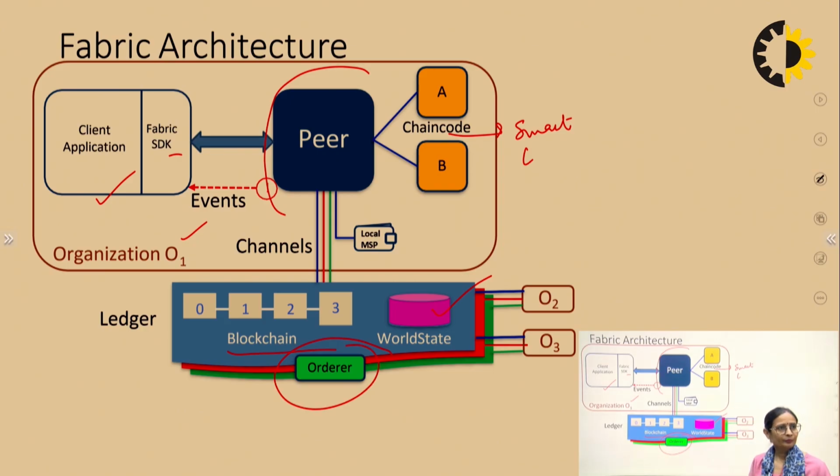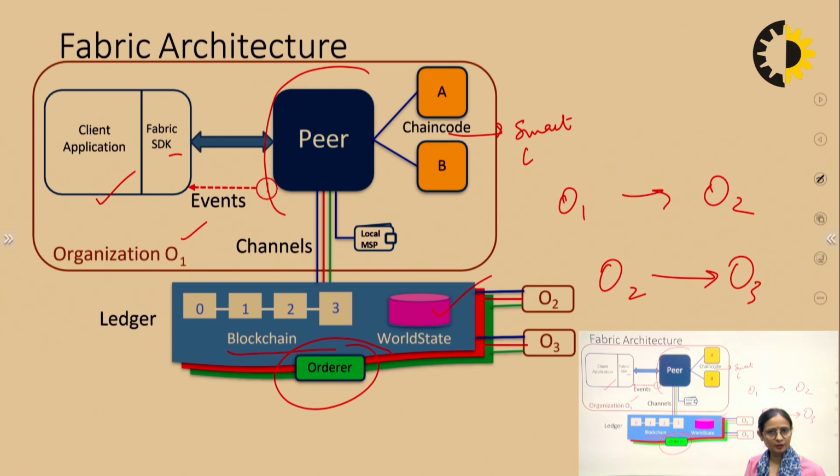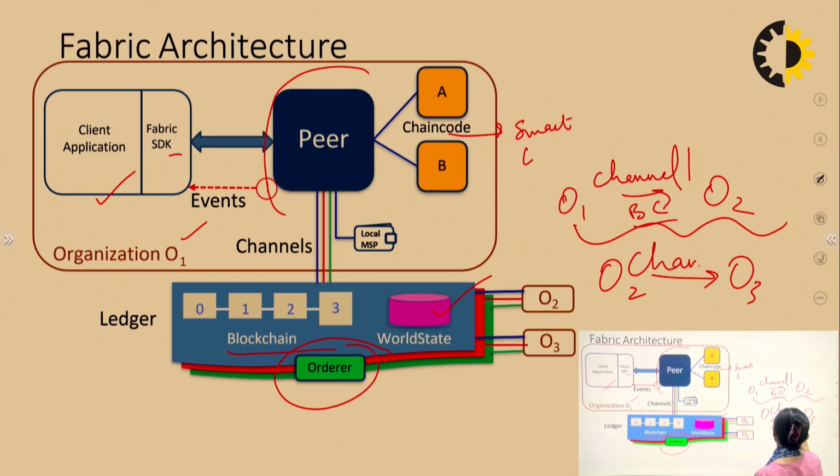So what is happening here, for example, organization 1 wants to interact with organization 2, whereas organization 2 wants to interact with organization 3, and their interests don't match each other. So organization 1 can work with organization 2 on channel 1. Here they are using the blockchain components meant for channel 1. Similarly, here we can have channel 2 and so on. So the peer nodes can be connected to different blockchain ledgers, and corresponding to each blockchain ledger, different channels can be provided.